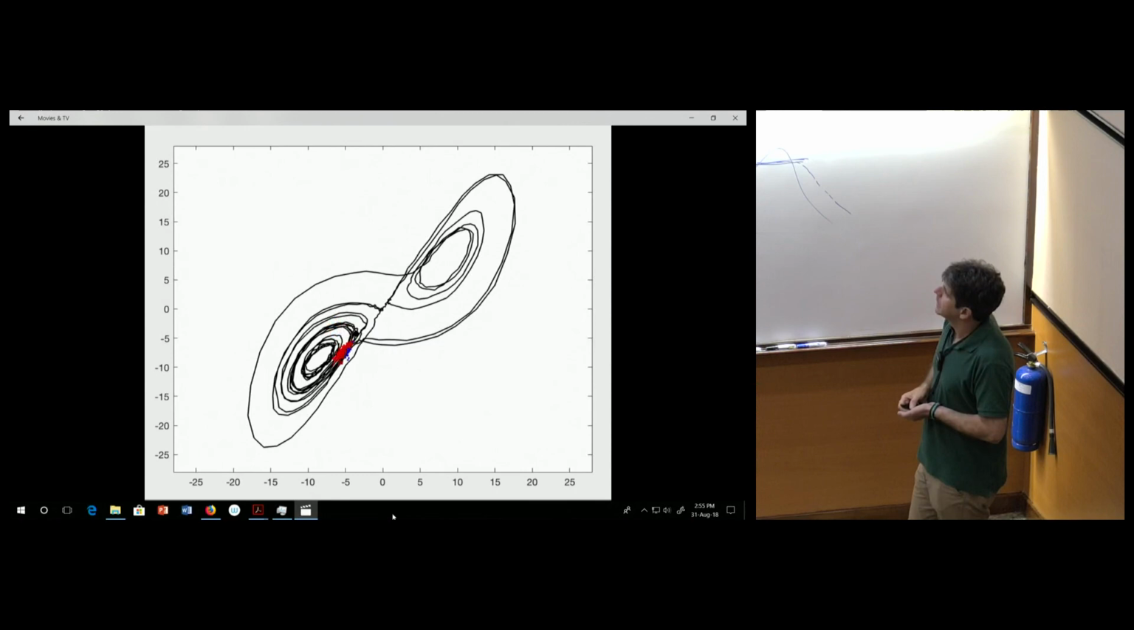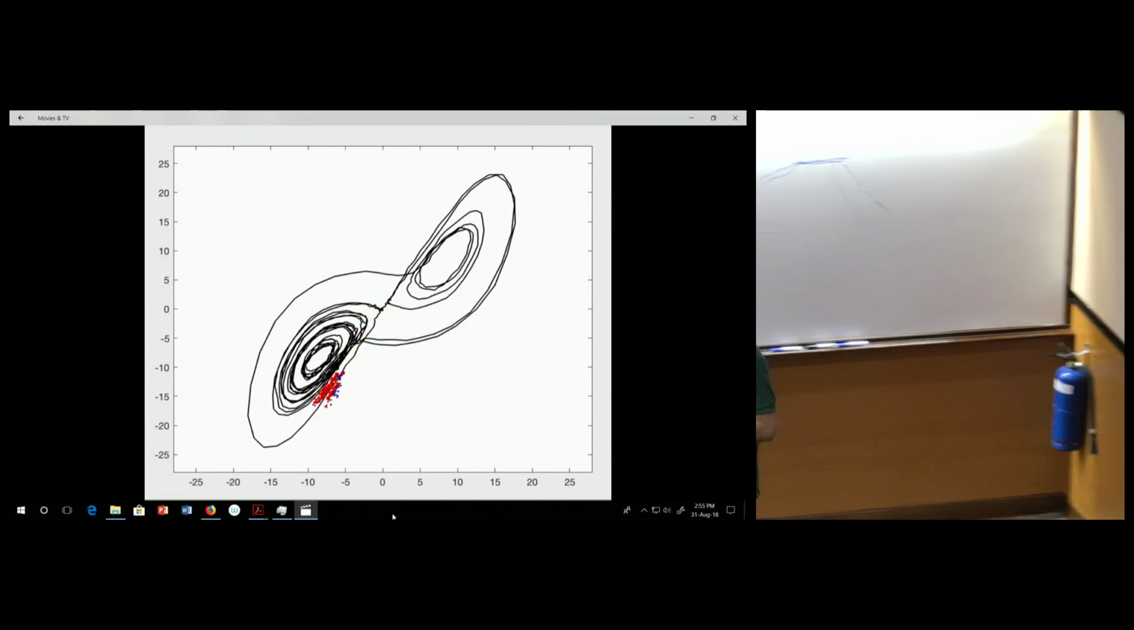This is essentially how it works. I guess I have run out of time, so I will leave it here. Thank you.